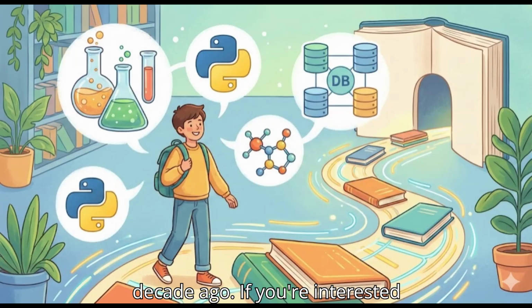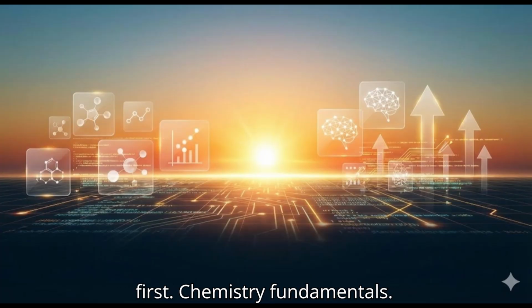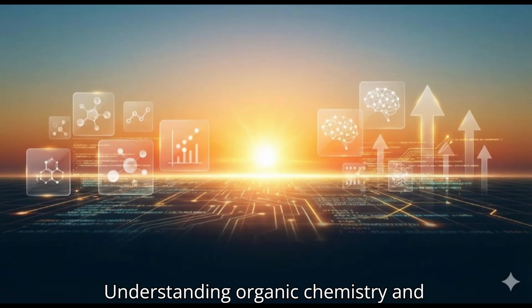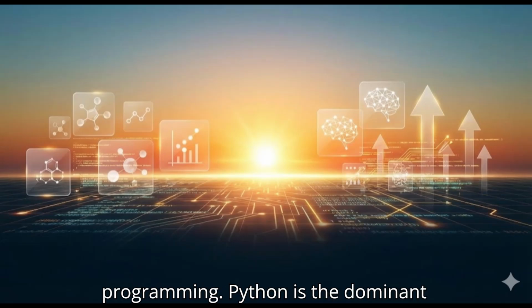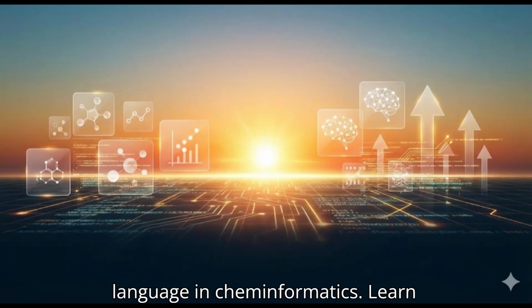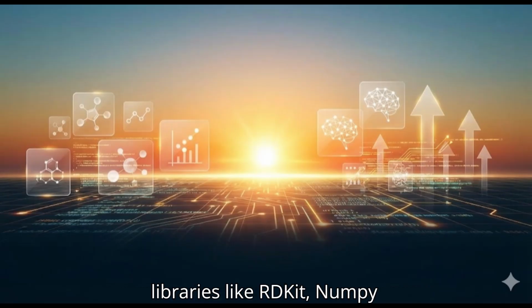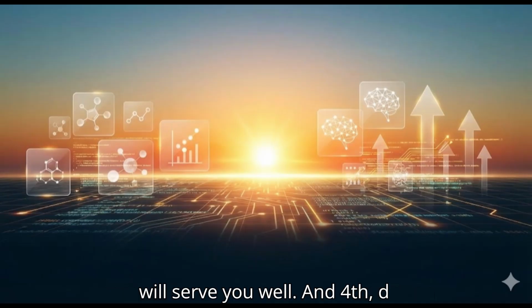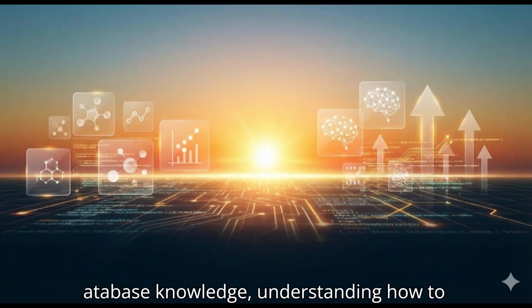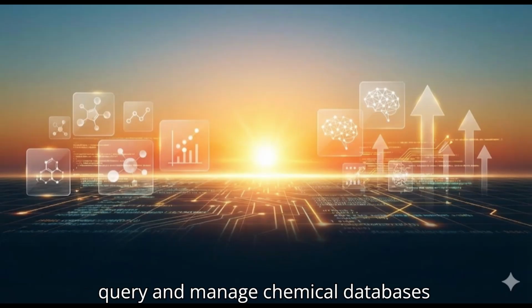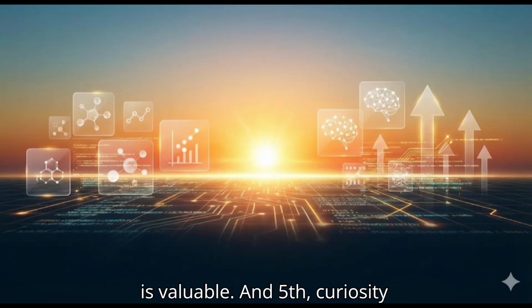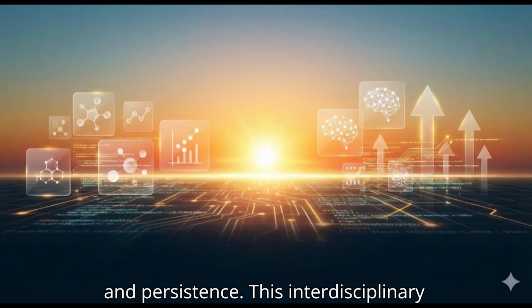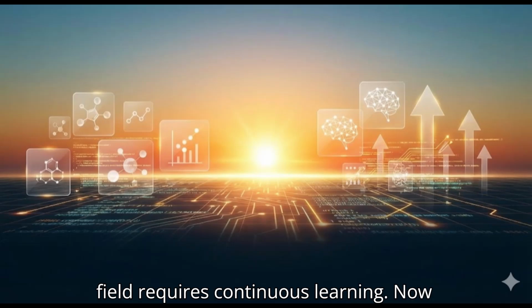If you're interested in entering this field, here are some foundational skills to develop. First, chemistry fundamentals. Understanding organic chemistry and biochemistry is essential. Second, programming. Python is the dominant language in cheminformatics. Learn libraries like RDKit, NumPy, and Pandas. Third, data science basics. Familiarity with statistics, machine learning, and data visualization will serve you well. Fourth, database knowledge. Understanding how to query and manage chemical databases is valuable. And fifth, curiosity and persistence. This interdisciplinary field requires continuous learning.